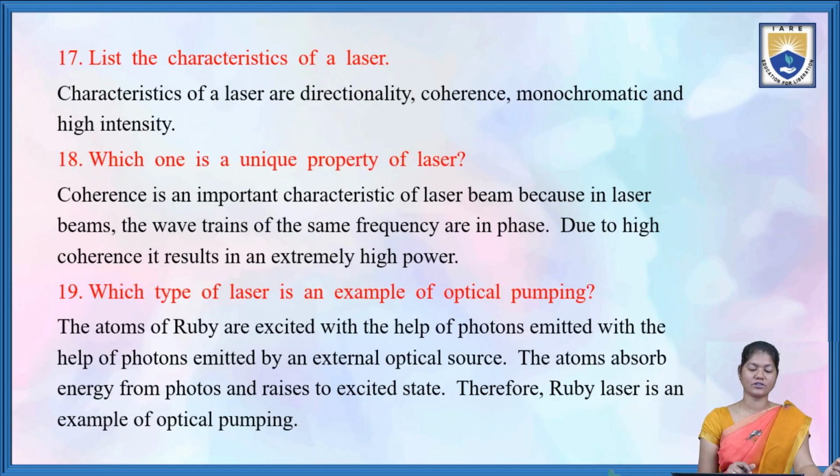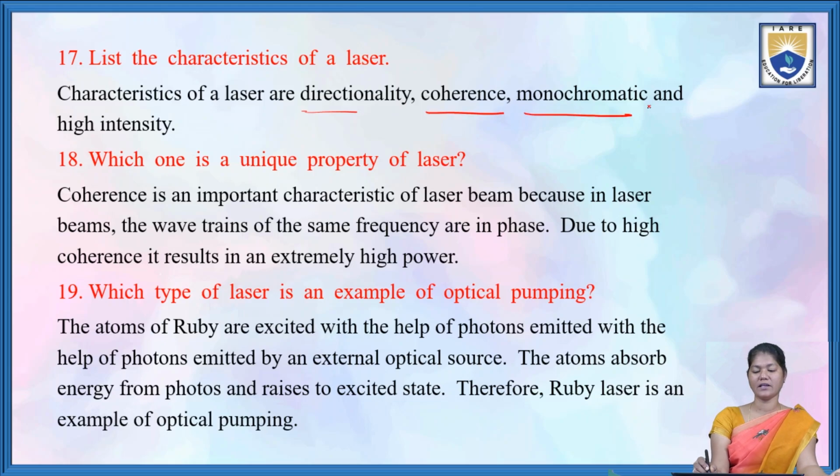List the characteristics of a laser. Characteristics of a laser are high directionality, coherence, monochromatic, and high intensity. These are the characteristics of laser.